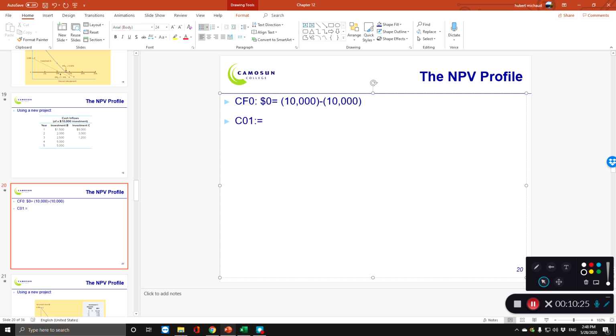For C01, we would put the cash flow from project B, 1,500, and we would minus the cash flow from project C, 9,000. That gives 7,500. What would we put for cash flow 2? I'm asking that of you. Can you tell me what I will put in C02? Should be hopefully pretty straightforward.